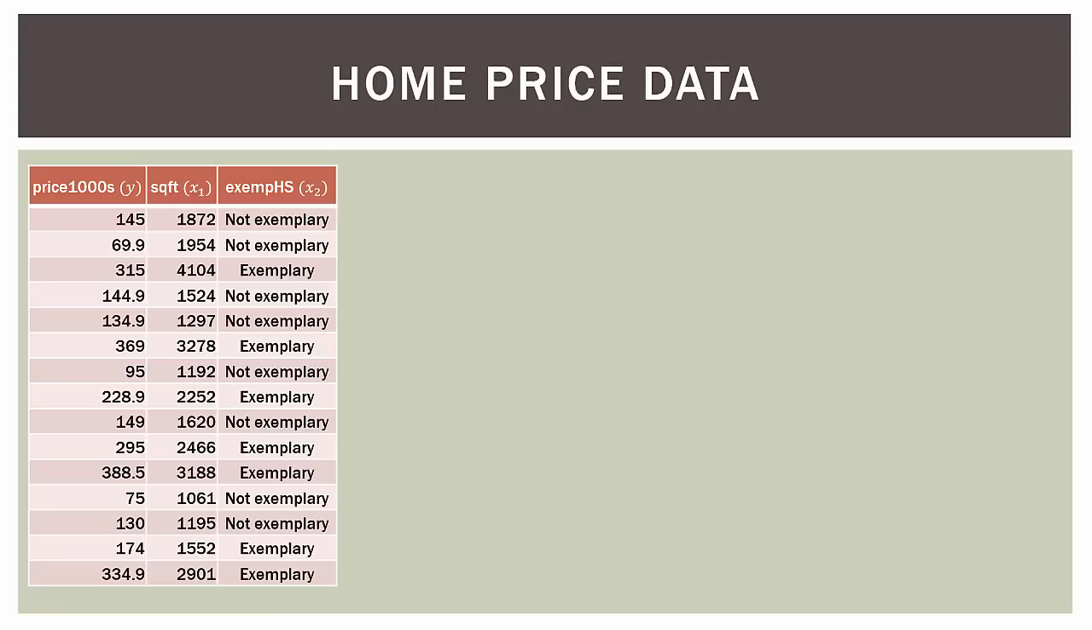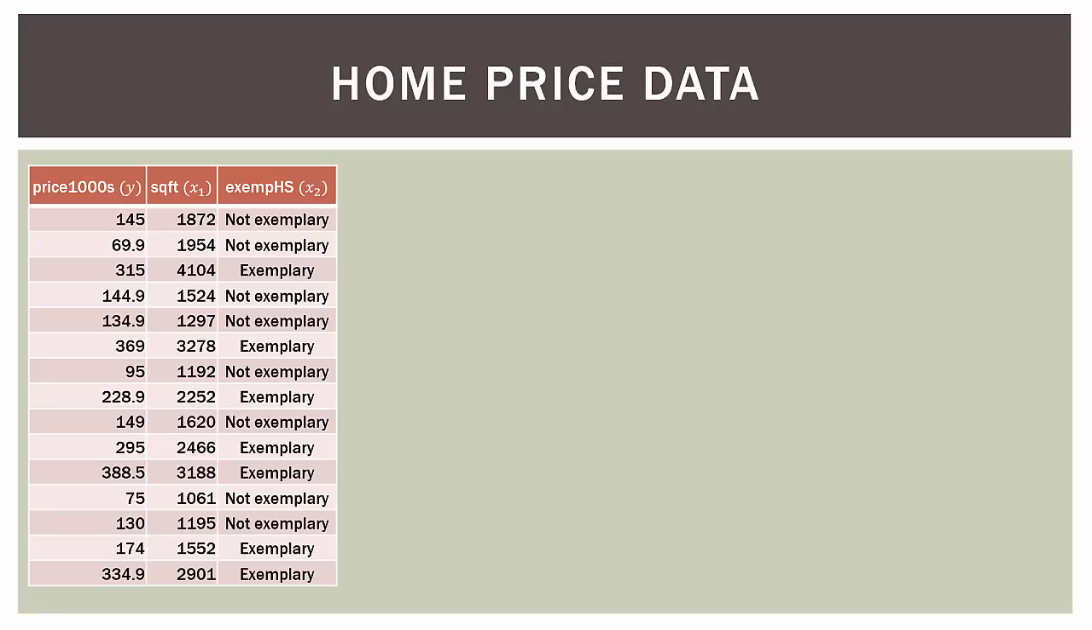So if we go down to the third one, that home is $315,000. It is 4,104 square feet, and it is in a school district where the public high school is exemplary. So you can see how this data works. We have price, that's our dependent, then we have our two independent variables, square footage, and whether or not it's in a school district where the high school is exemplary.